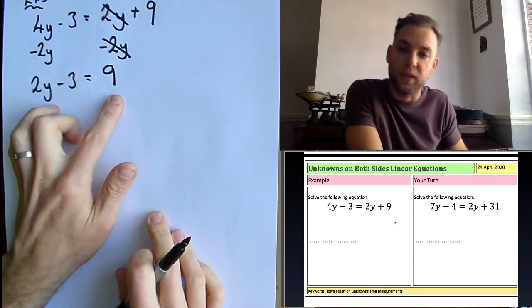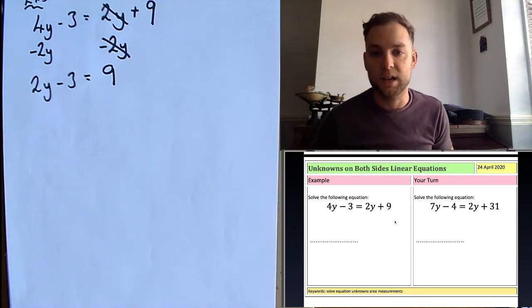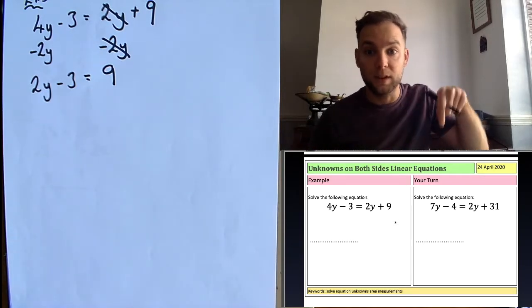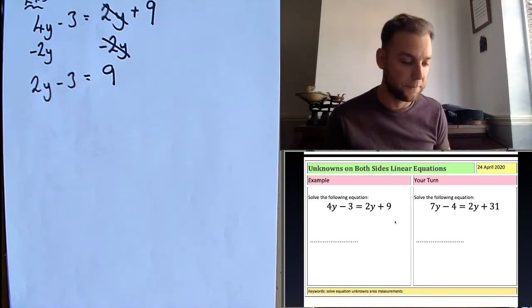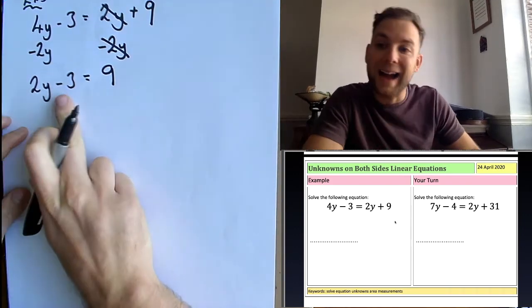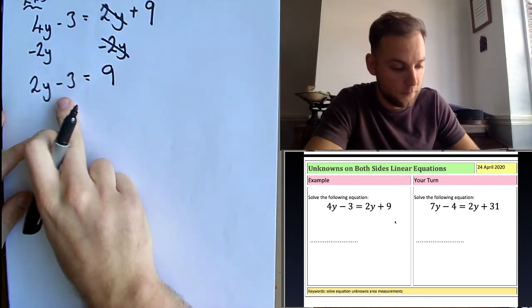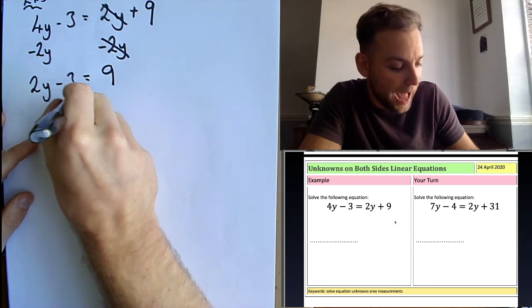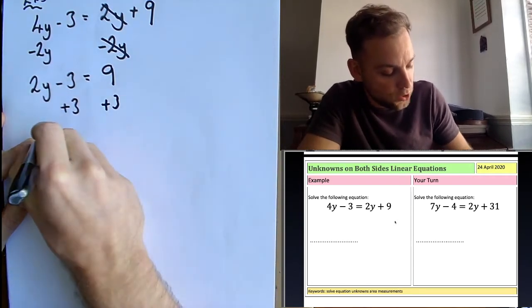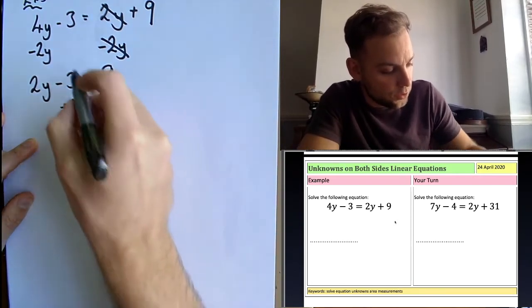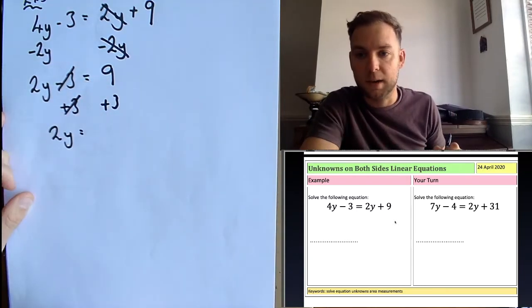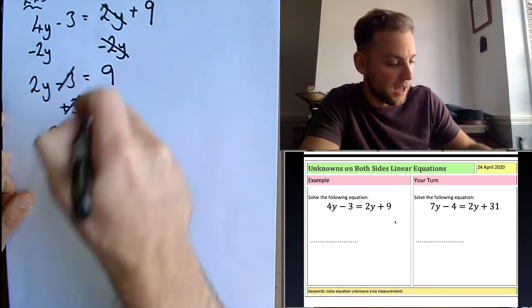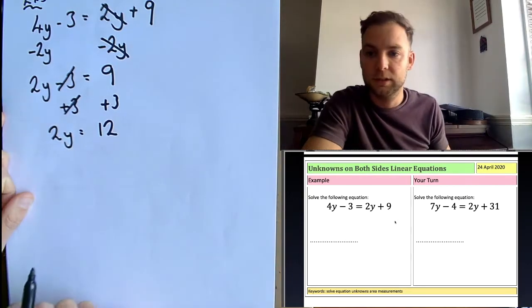So we solve this like we did in the linear equations video. If you've not seen that, I'll put the link below for you to follow on to that. So, first of all, I need to get rid of this minus 3. How do I get rid of the minus 3? Well, I add 3. So I end up with 2y is equal to, that cancels. Minus 3 plus 3 is nothing. 9 plus 3 is equal to 12.